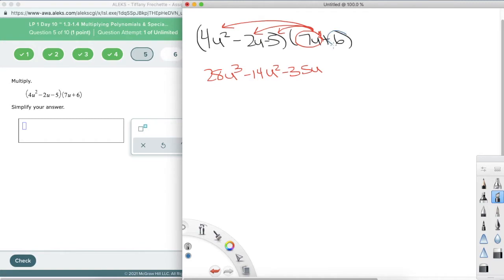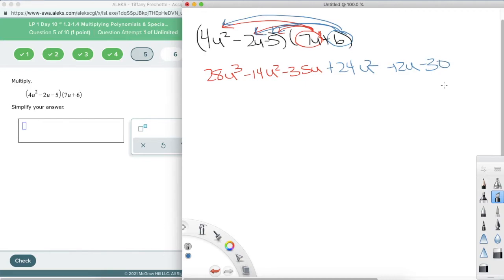So I'm going to take this 6 and I'm going to do the same thing. So I'm going to go over to the beginning and I'm going to start, for whatever reason I like that idea of starting at the beginning. You could start with a negative 5 also. It's just a preference thing, I think, for me. So 6 times 4u squared, so that's 24. And u squared, because there is nothing else to combine that with. And then we have 6 times negative 2u, so negative 12u. And then 6 times negative 5 is negative 30.